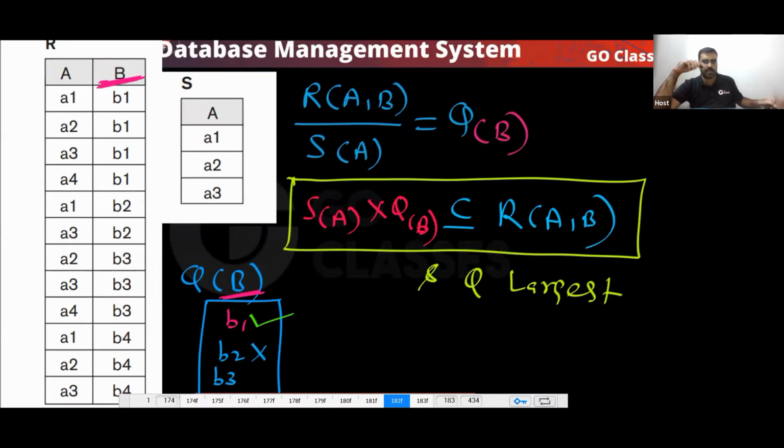What about B3? A1, B3, do we have? Let's check. A1, B3 we don't have. So B3 also you cannot put. What about B4? A1, B4 we have. A2, B4 we have. A3, B4 we have. So B4 I can put. Can I put something else? No, I cannot put.